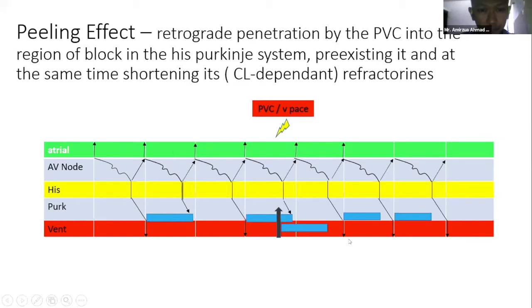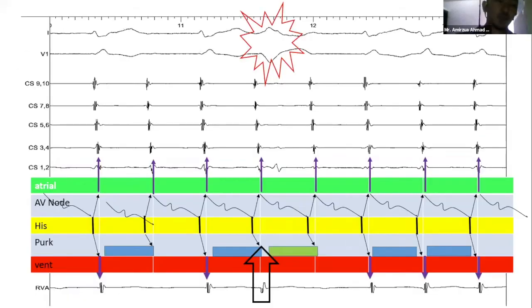Okay, looking at this EGM, here it is dissociated, but the V-to-A is consistent. V-to-A consistent means VA is consistent. And then the PVC comes in, a beat is missed, and then it is 1-1-1. So that means after that PVC it goes to 1-to-1 conduction. What happened here?